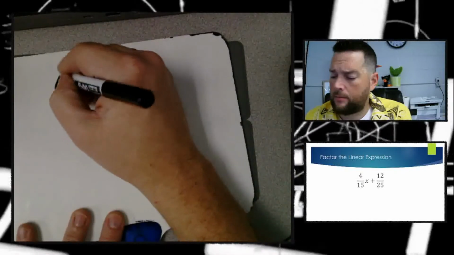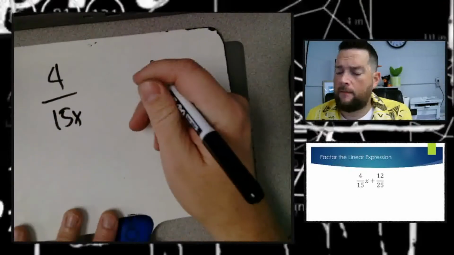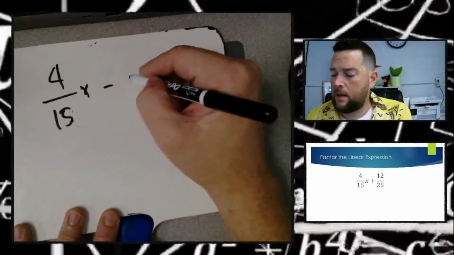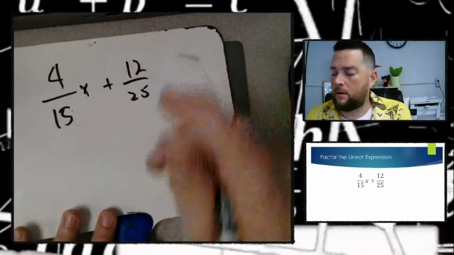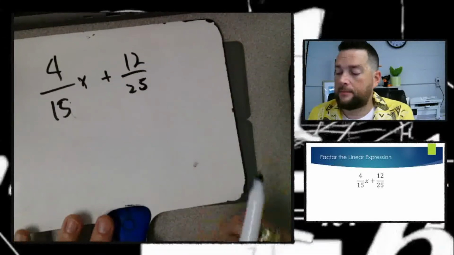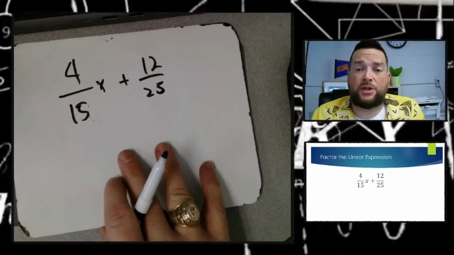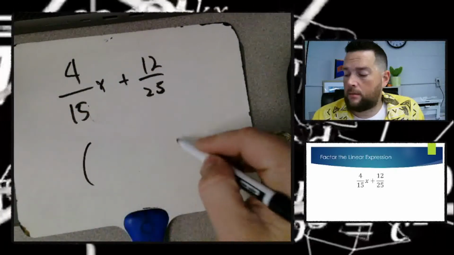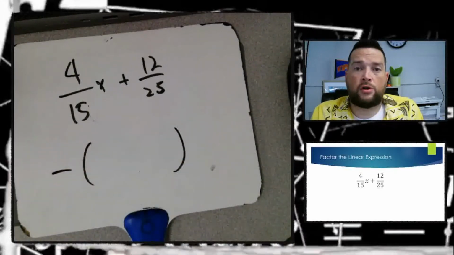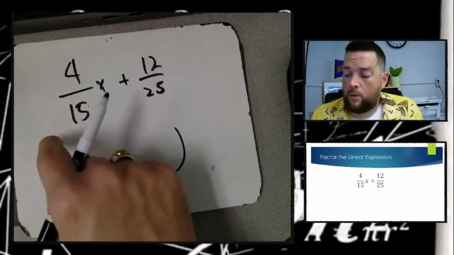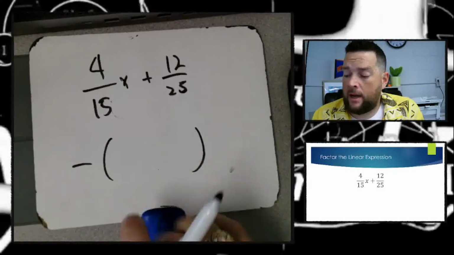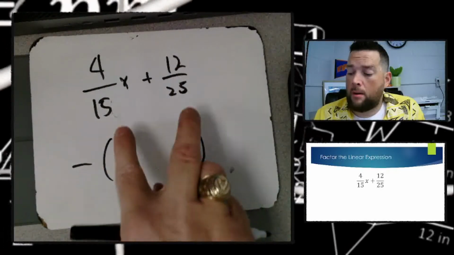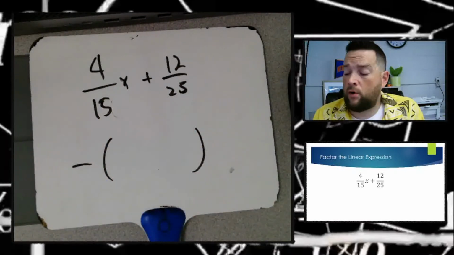Last example, we have this fraction 4 over 15x, so 4/15 x plus 12/25, right? Okay, what you're going to have to do if you have fractions is you need to find the greatest common factor of the numerators. That's going to be your new numerators, your greatest common factor right here. All right, when you put your number on the outside of the parentheses, the number on top is going to be the greatest common factor of your numerators. The number on bottom is going to be the greatest common factor of your denominators.